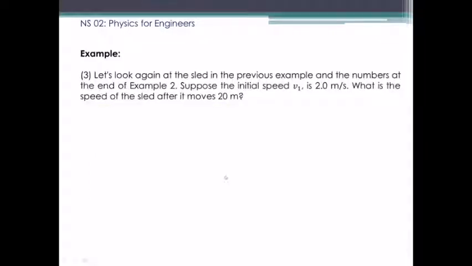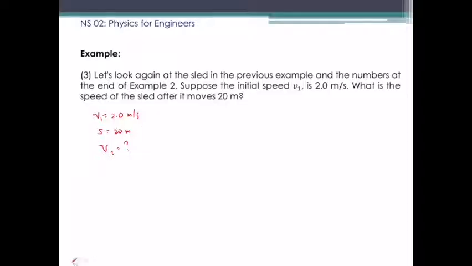We have here an example. Let's take a look again at the sled in the previous example and the numbers at the end of that sample problem. Suppose the initial speed v1 is 2 meters per second. What is the speed of the sled after it moves 20 meters? So s is 20 meters. What is your v2? What is the speed v2?